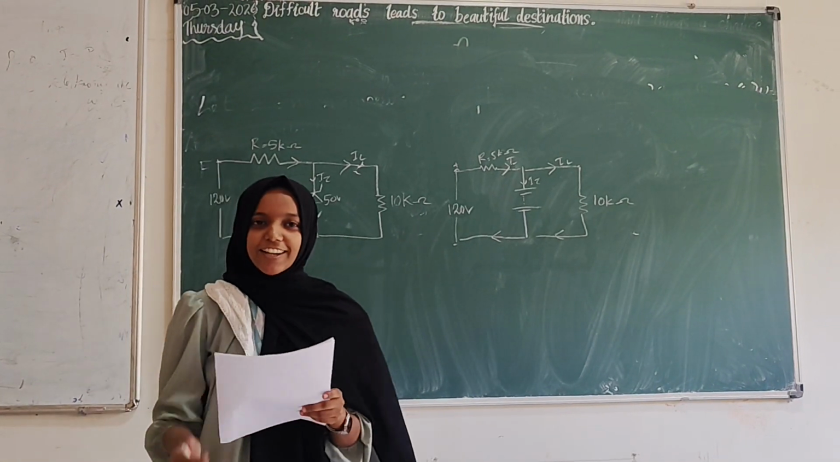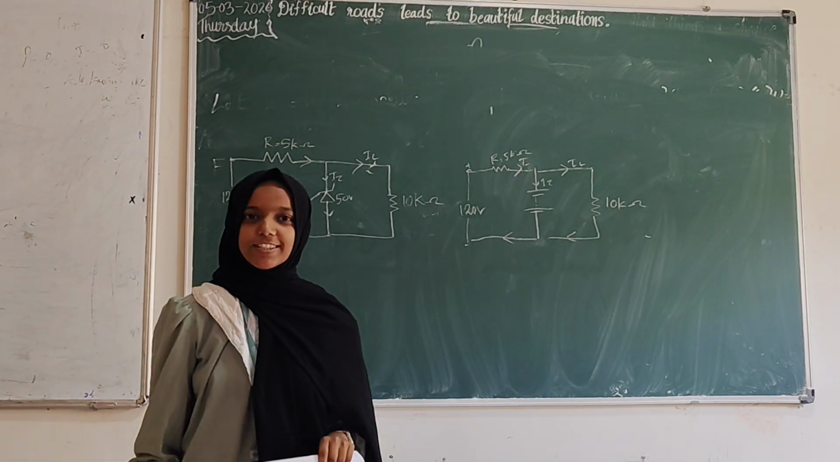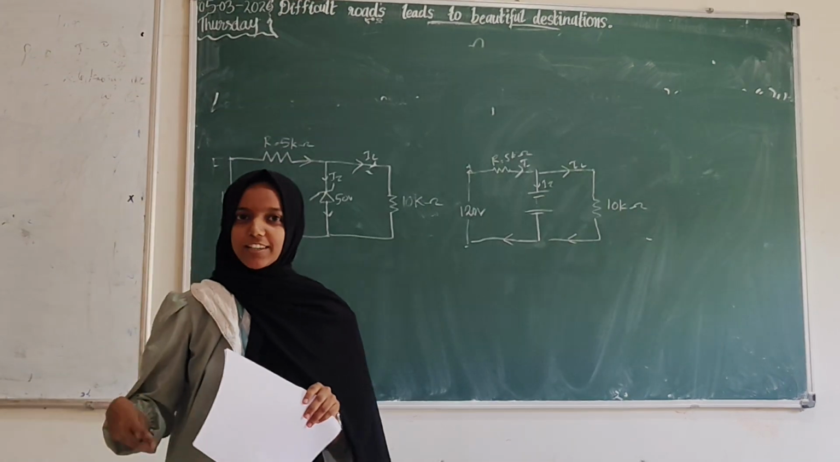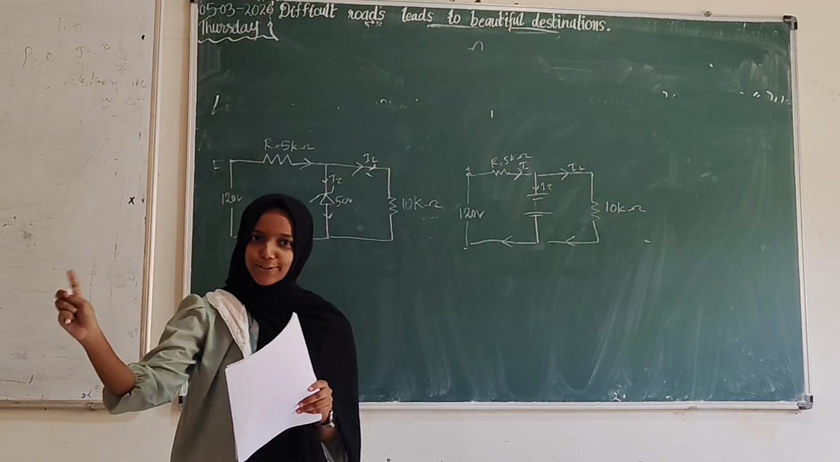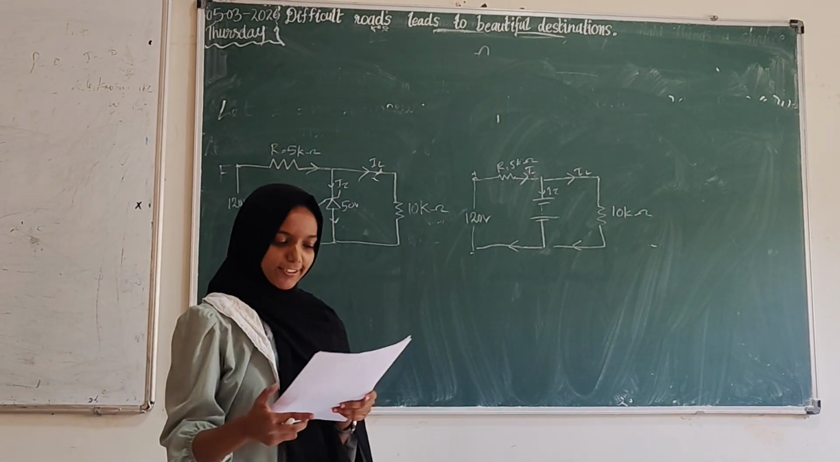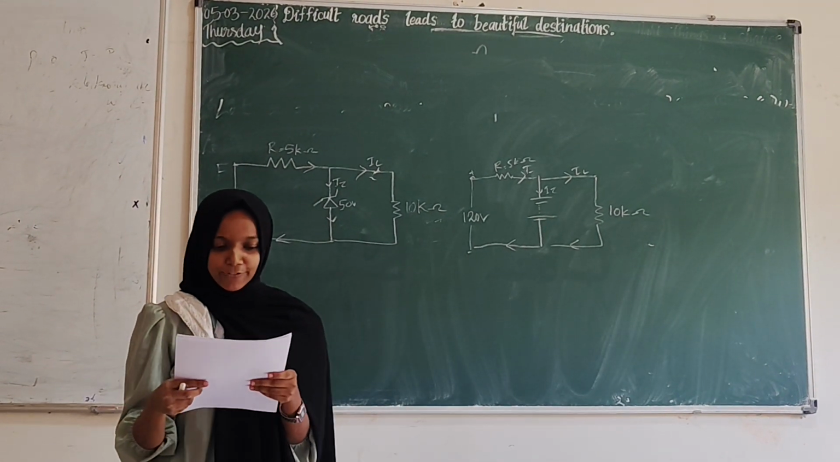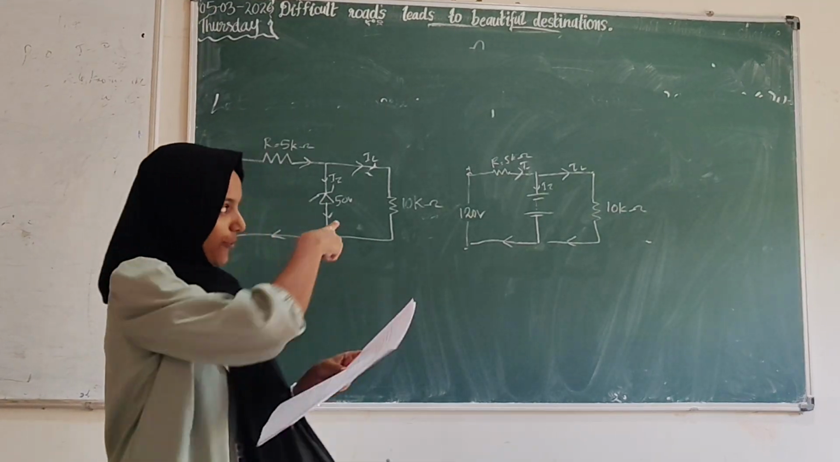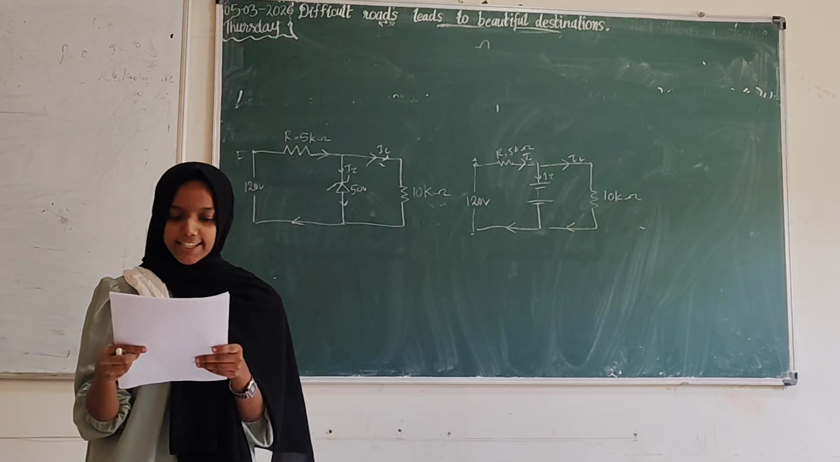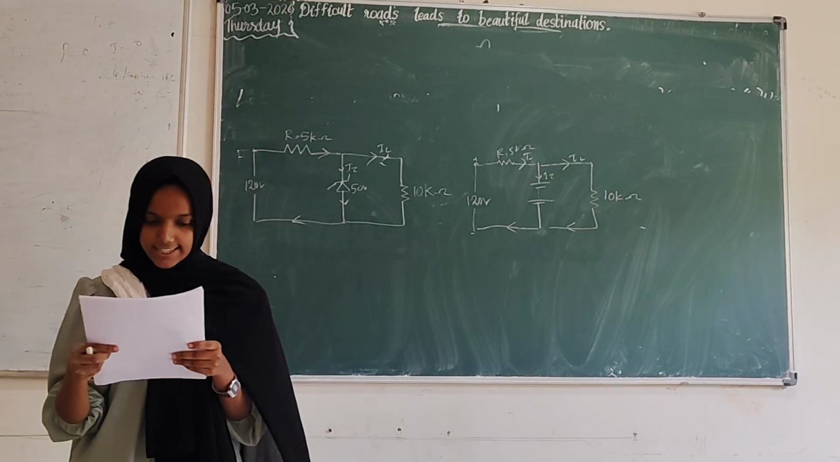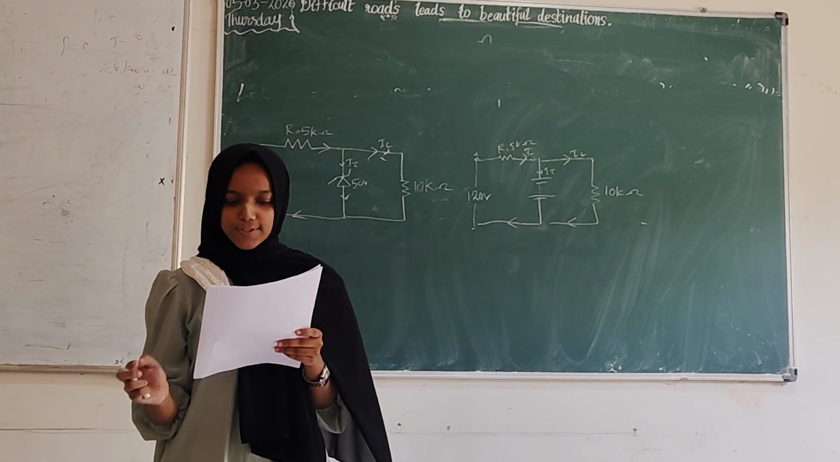Good morning, all. I am here to discuss some problems from the topic zener diode. We have completed the topic zener diode, so let's discuss some problems. First problem: for the circuit shown in the figure, find the output voltage, the voltage drop across the series resistance, and the current through the zener diode.